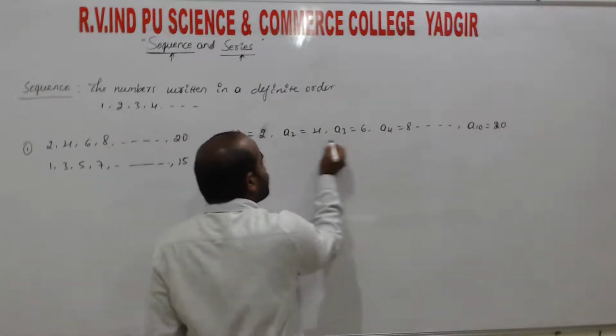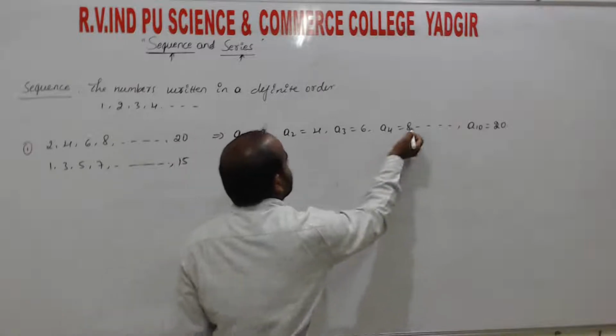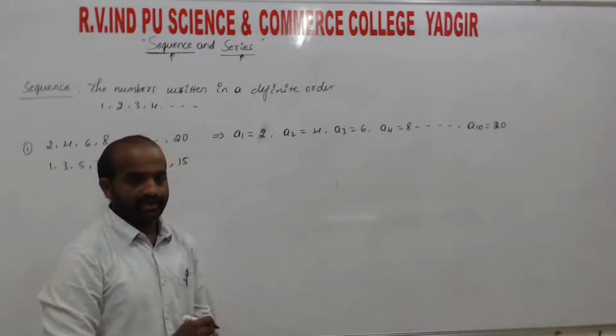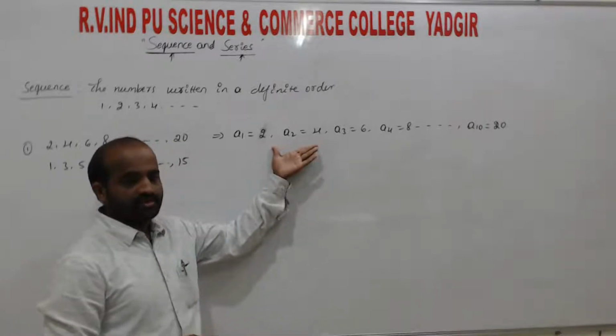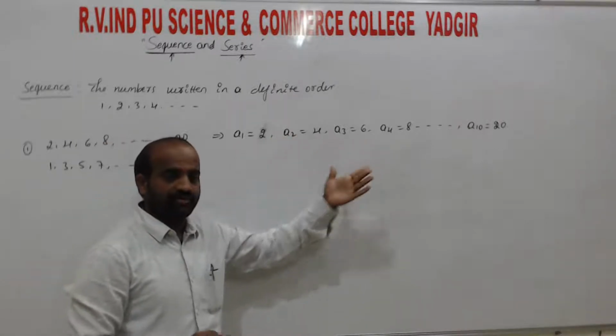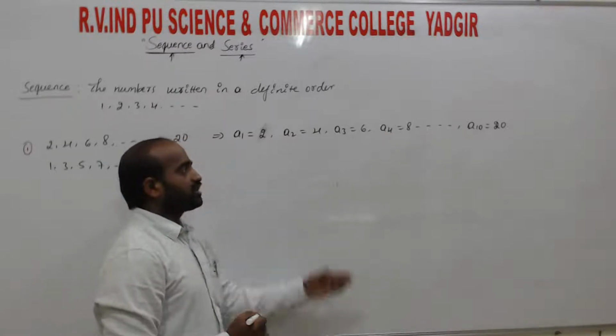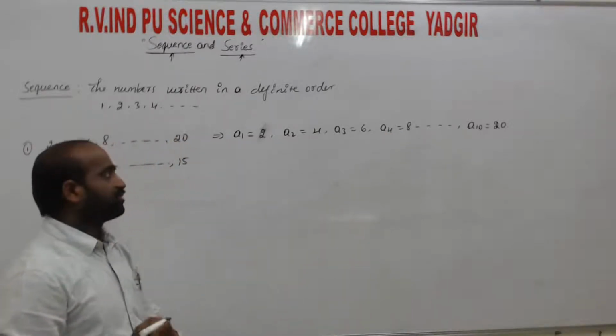These are the terms. The 10th term is 20. These are the elements: first element, second element, third element. The 10th element is 20. Next, how to find the nth term? I will tell you next.